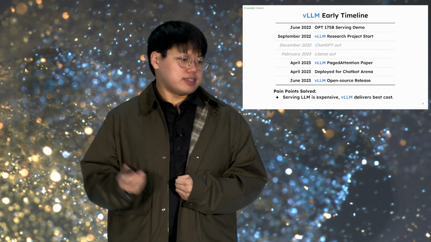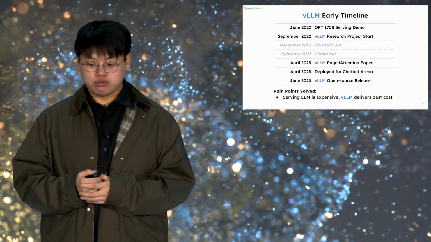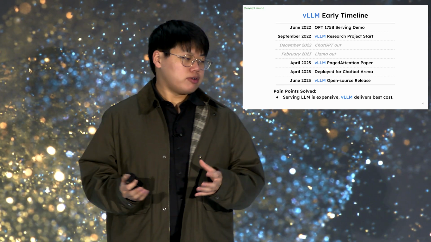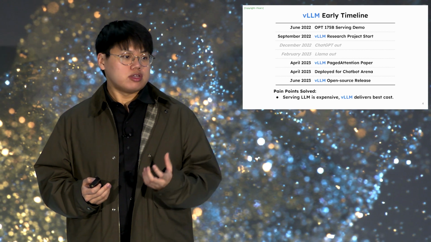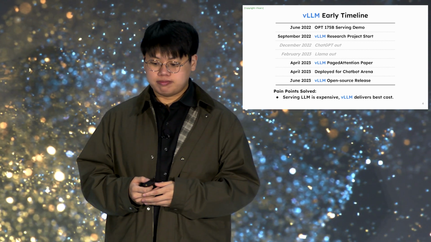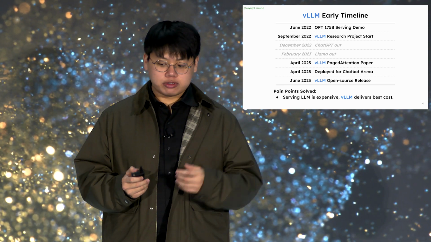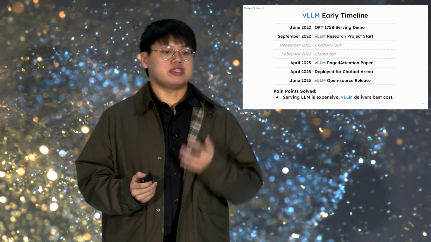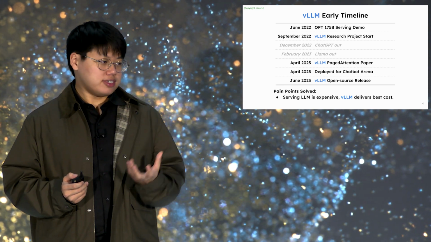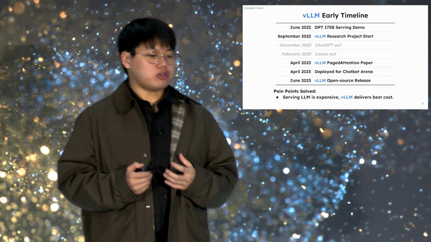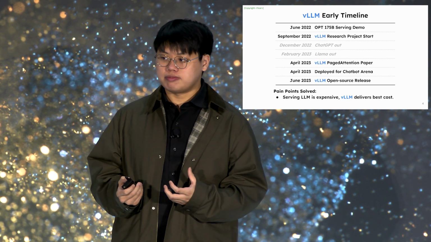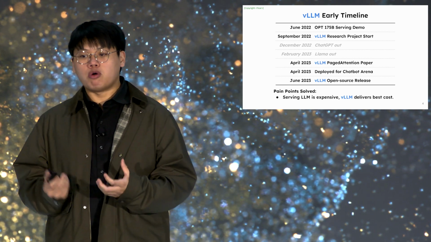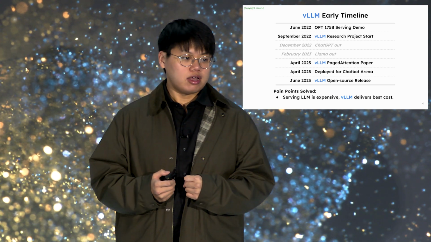Our history dates back to summer 2022. Back then, the OPT model came out from Meta, and our lab tried to host the model for a demo for another project. However, we found that our inference service was slow and surprisingly expensive. So later on, we started a small side project to investigate and optimize its performance. And this eventually evolved into the vLLM project.